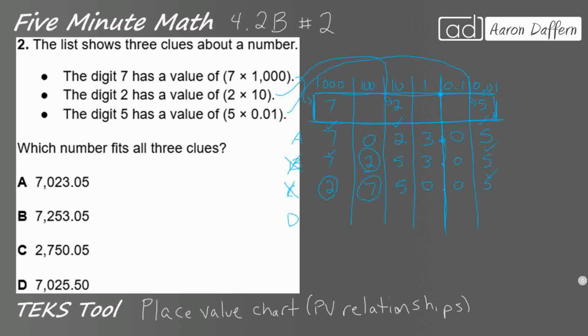All right, let's check D. Got 7,025, and now I've got 50 hundredths, or 5/10, but we can call it 50 hundredths. My 7 in the thousands looks good. My 2 in the tens looks good. It's the 5. See how that 5 should be in the hundredths place, and instead it's in the tenths place. So that is incorrect. All right, so even though A was the correct answer, we went through and we evaluated B, C, and D, found the errors. Now we can confidently say that our answer is A.